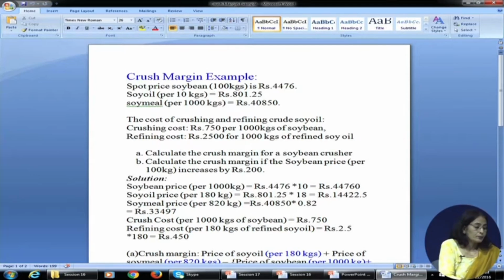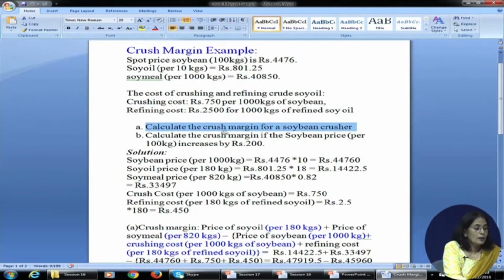So using this value, calculate the crush margin for a soybean crusher. So if a crusher is a company which is buying soybean and crushing it and refining and selling the oil and soya meal, what is going to be the profit margin? And calculate the crush margin if soybean price increases by 200.